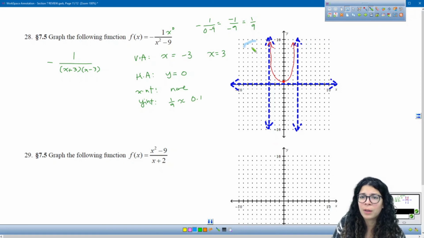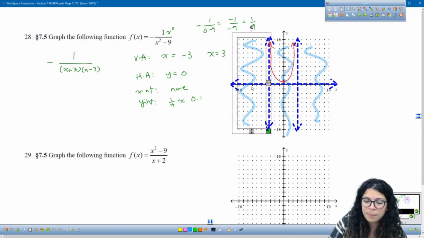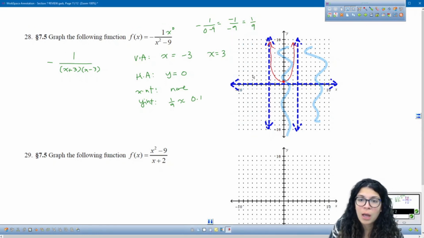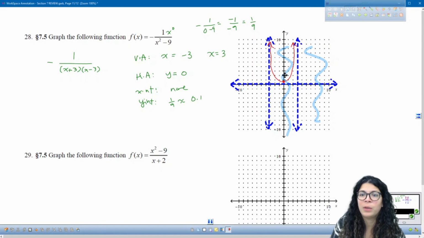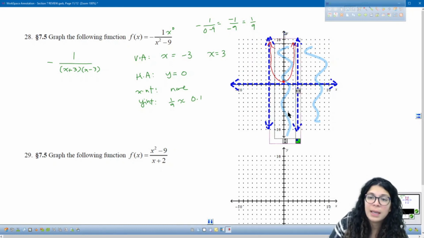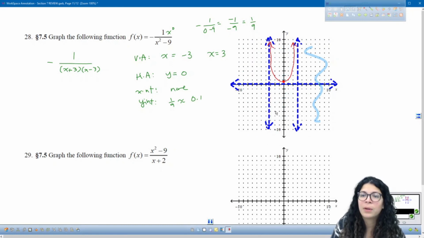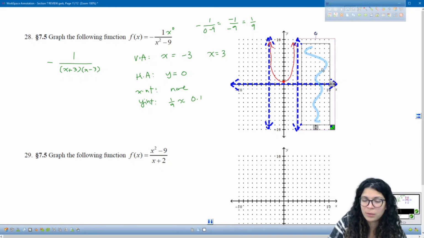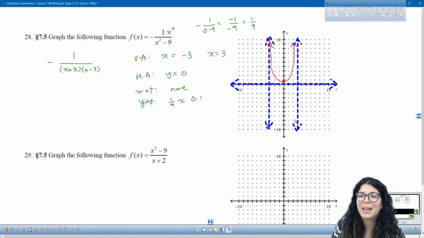Remember, each vertical asymptote separates your graph into pieces. So you have the left piece. Is that graphed on top or is that graphed on bottom is what we need to find. The middle piece, is that graphed on top or on bottom? We already know, because of the y-intercept, it is graphed on top. And then the right side, is that graphed on top or on bottom? That's what we need to find.